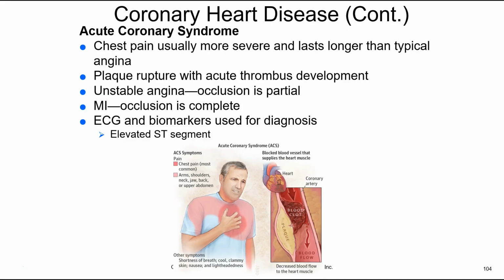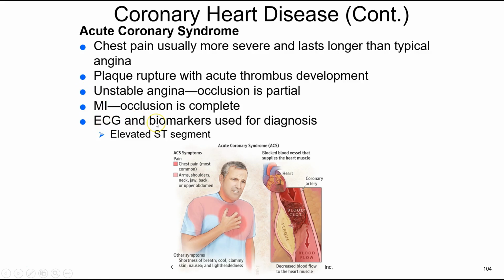Elsewhere on the spectrum here is acute coronary syndrome. So chest pain more severe, longer lasting than typical angina, and it usually relates to plaque rupturing and acute thrombus development. If the occlusion is complete, at that point it is a myocardial infarction.